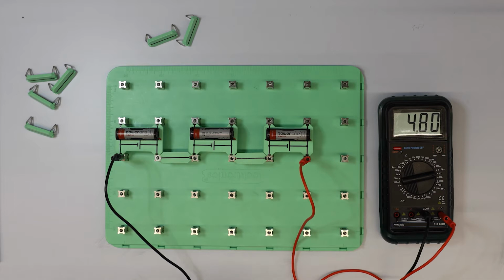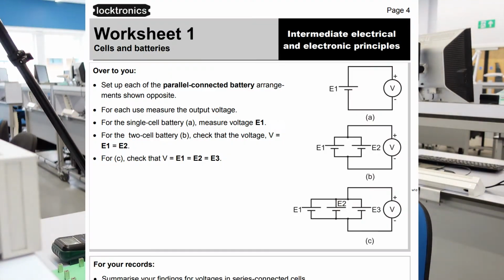Basically, if each battery is 1.6 volts, then when we connect them all in series, we're going to get a total voltage across the batteries of 4.8 volts. So this is all good stuff. It's all making sense. Okay, so next we'll go on to the second part of the worksheet, where we're going to connect each of the batteries in parallel and see what happens then.